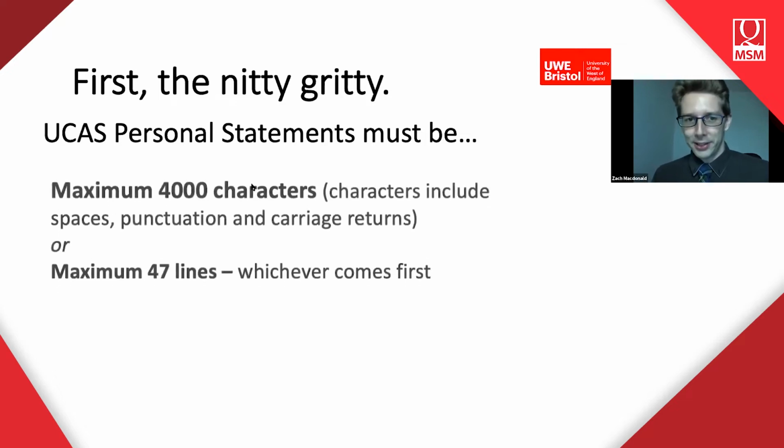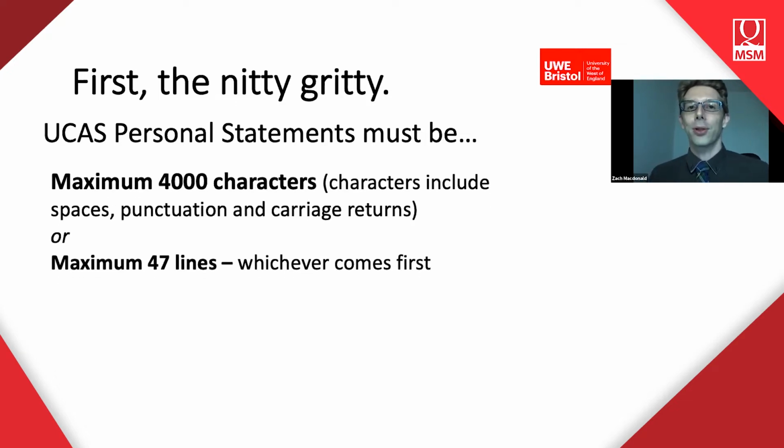So Ucas personal statements must be a maximum of 4,000 characters long. And those characters include letters, numbers, spaces, punctuation, and carriage returns. A carriage return is when you hit the enter key and drop down a space. So maximum 4,000 characters, or a maximum of 47 lines, whichever comes first. So you're probably wondering, what on earth does 4,000 characters look like? Well, it's roughly 650 to 850 words, but it all depends on how long the words are, of course.